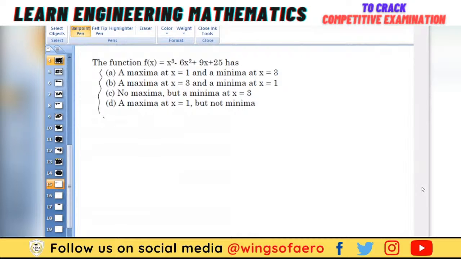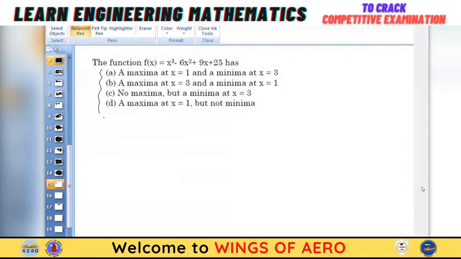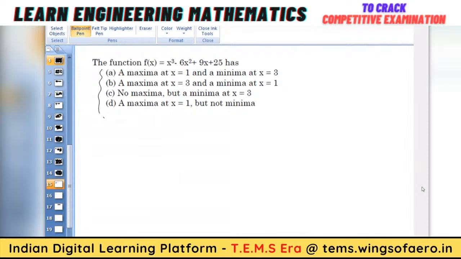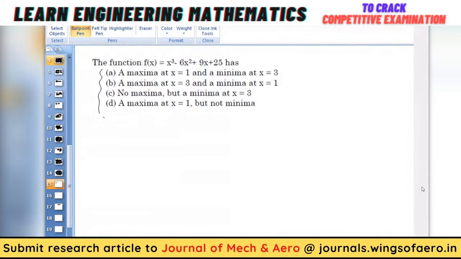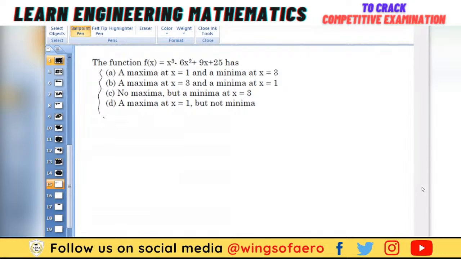That is, first derivative equal to 0 and finding the value of x. You can skip this step because the values are already defined here. Just find the second derivative, put in the values, and find at which point it is greater than 0 and at which point it is less than 0. So I will show both the tricks. First of all, the simple normal method.